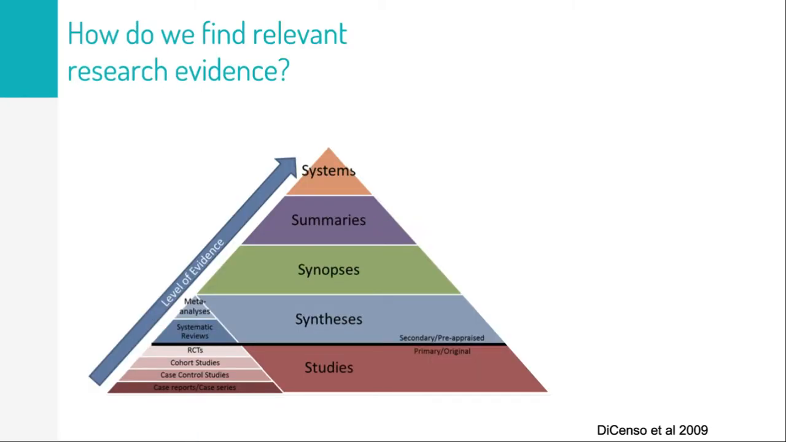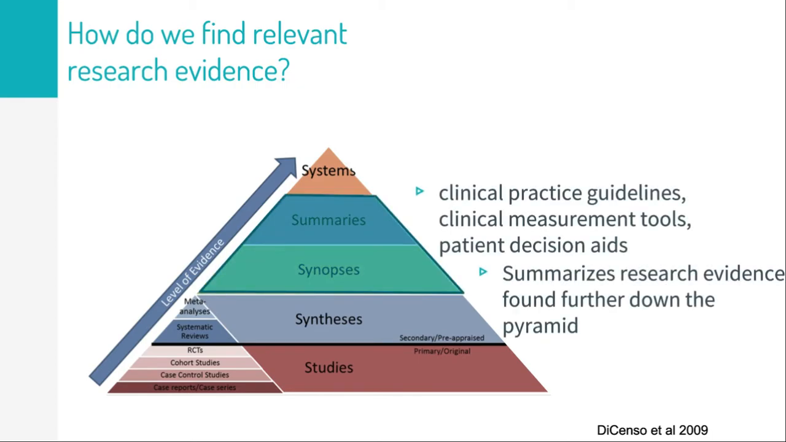Now, how do I find relevant research evidence? I'm going to use this evidence hierarchy or evidence pyramid, which I discussed in more detail in the evidence-based practice video. And if you haven't watched that video, I really recommend you watch it before you watch this one. So what we're going to look for are summaries and synopses, so clinical practice guidelines, clinical measurement tools and tests, as well as those synopses which summarize research evidence further down the pyramid. In this video, I'm not going to look at patient decision aids because there isn't a particularly difficult decision for patients or clients to make in this scenario, but it might be really relevant to you in your clinical work.